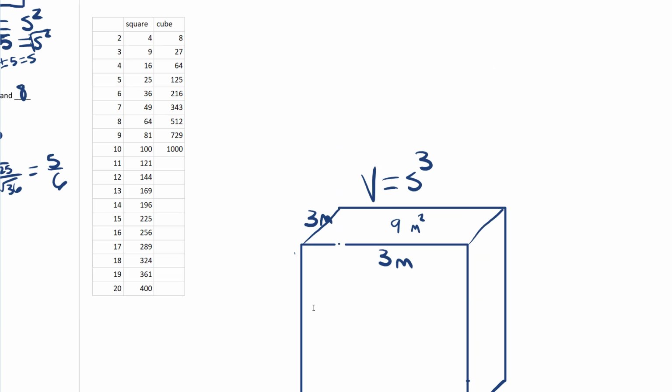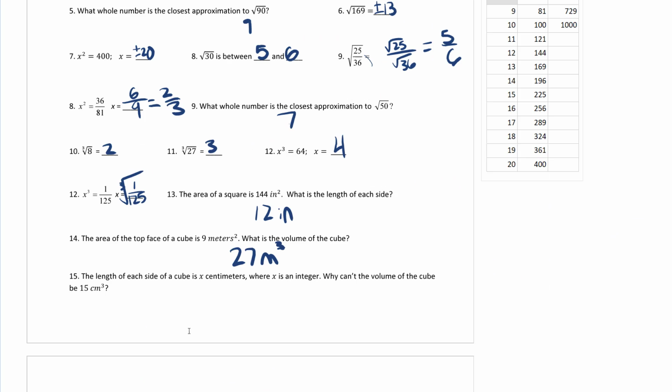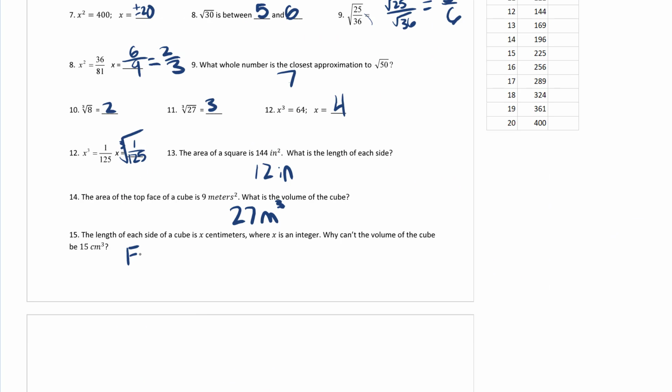What's the answer? Well, if you look at our table here, there's no 15 for integer cubes. It doesn't happen. So we can respond that there is no integer x such that x cubed equals 15. It doesn't happen, which is why the volume of the cube can't be 15 centimeters cubed.